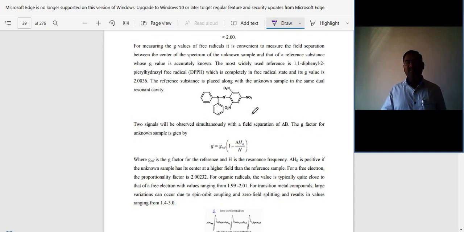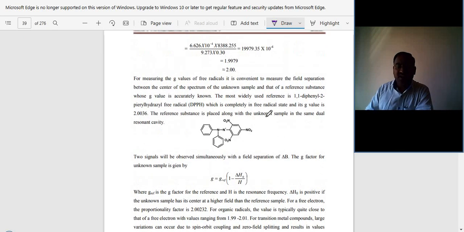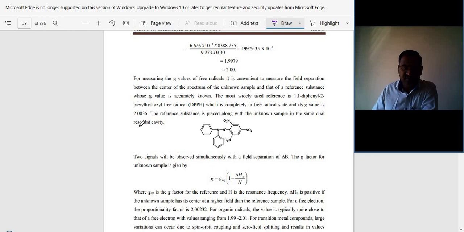Consider an example of this: 1,1-diphenyl-2-picrylhydrazyl free radical. This is mainly in the free radical state and its g value is 2.0036.